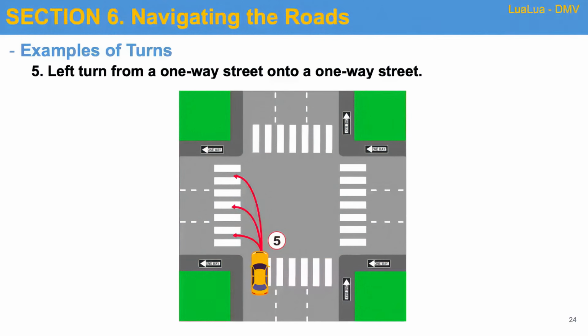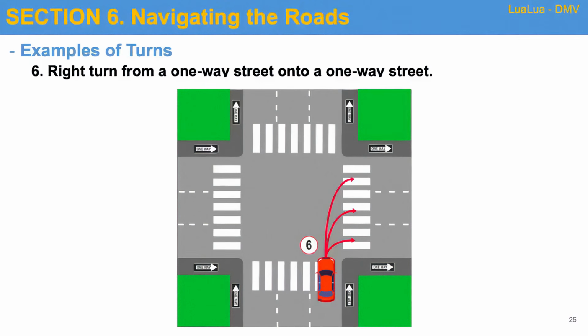5. Left turn from a one-way street onto a one-way street. Start the turn from the far left lane. Bicyclists can legally use the left turn lane for their left turns. If there are 3 or more lanes in your direction of travel, you may end your turn in any lane that is open. 6. Right turn from a one-way street onto a one-way street. Start the turn in the far right lane. If safe, you may end the turn in any lane.